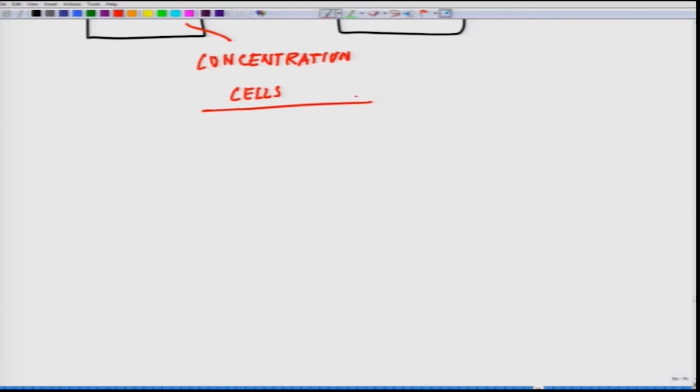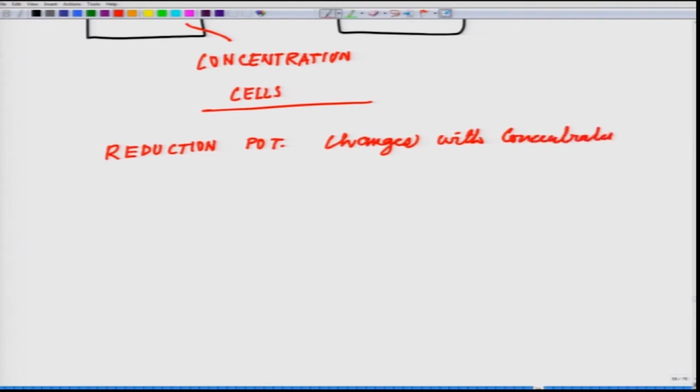What are concentration cells? They exist because the reduction potential changes with concentration. A concentration cell is an electrochemical cell using two half cells with the same chemical reaction but with different concentrations. Such cells are called concentration cells.